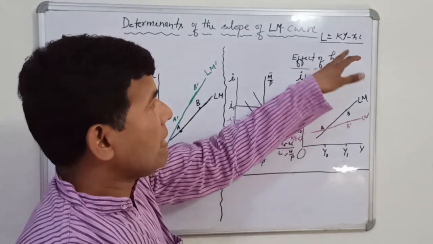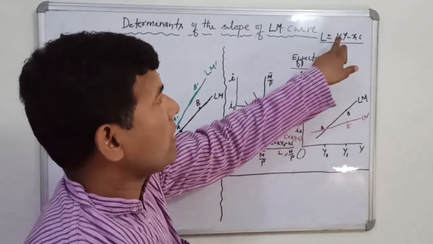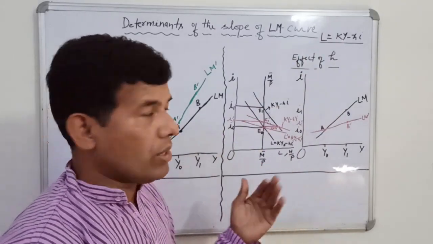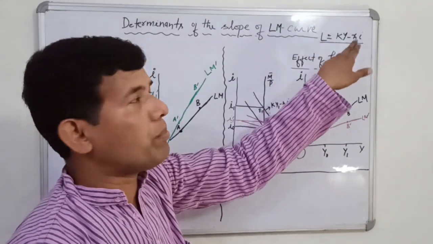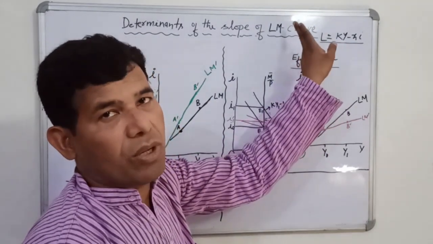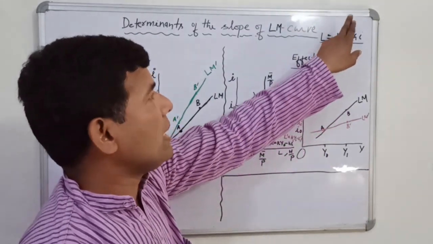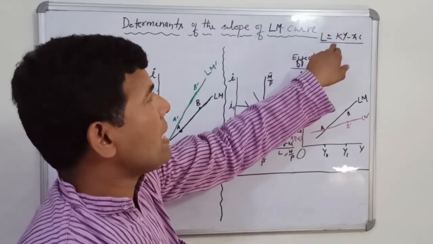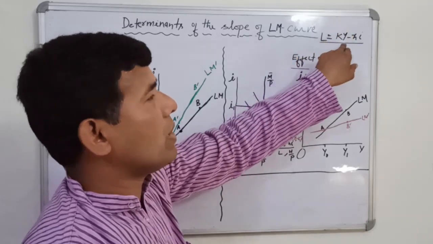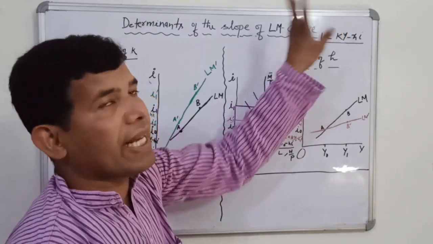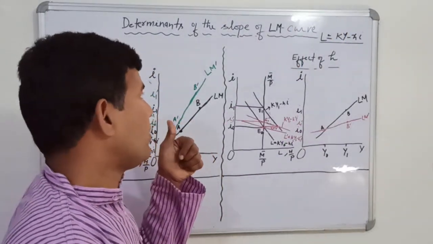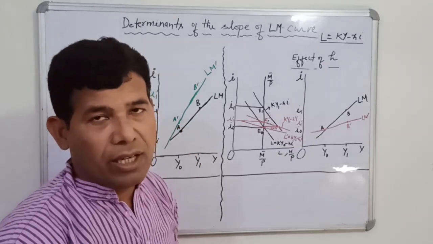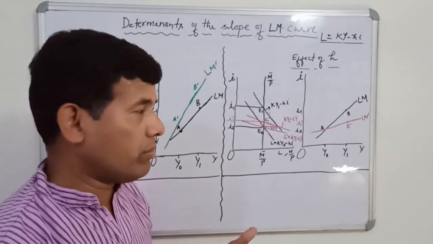So let us see to what extent K affects the slope of the LM curve. So that is what your K is. K is the proportion of income held in the form of cash. It can also tell you the sensitivity or responsiveness of money demand to Y. So this is what your K is. So let us take the case of K, that is, how does a change in K affect the slope of the LM curve.